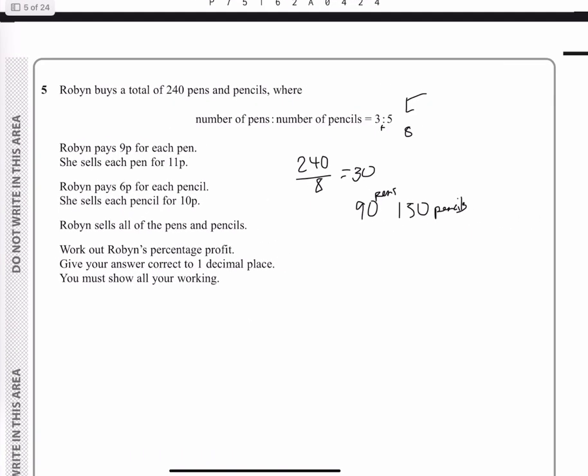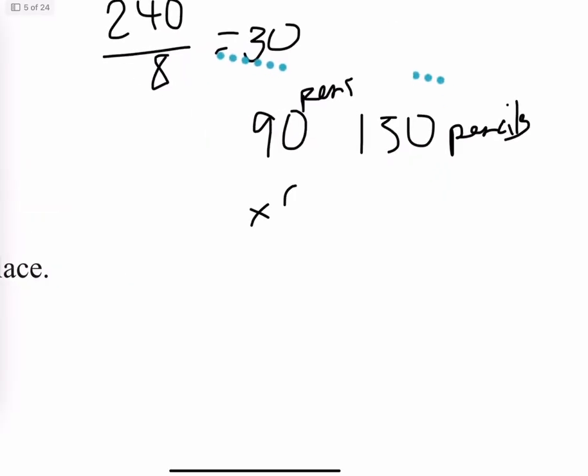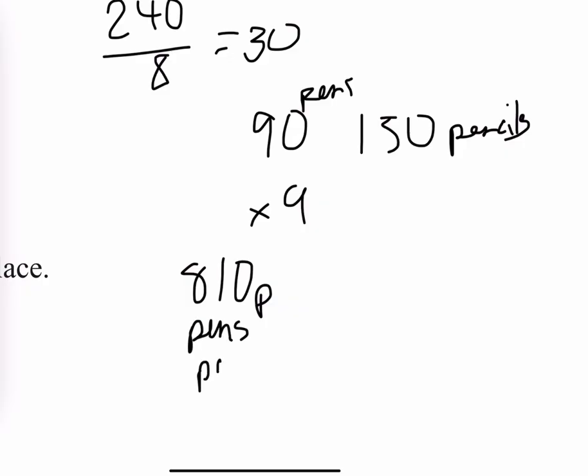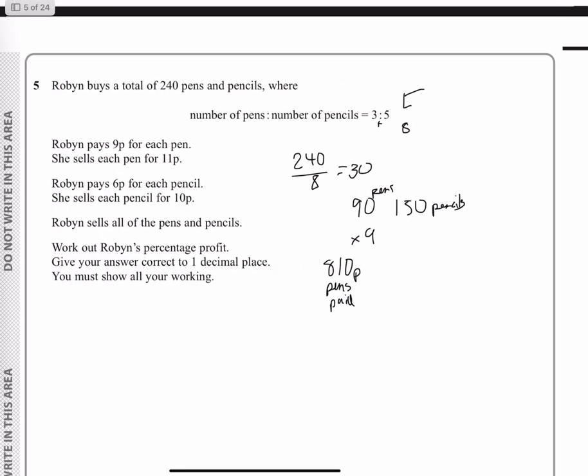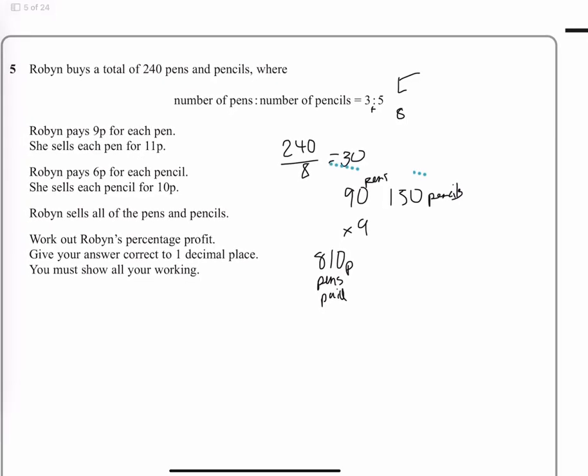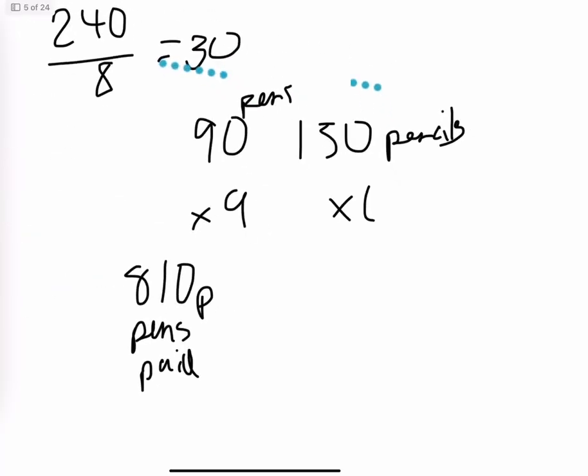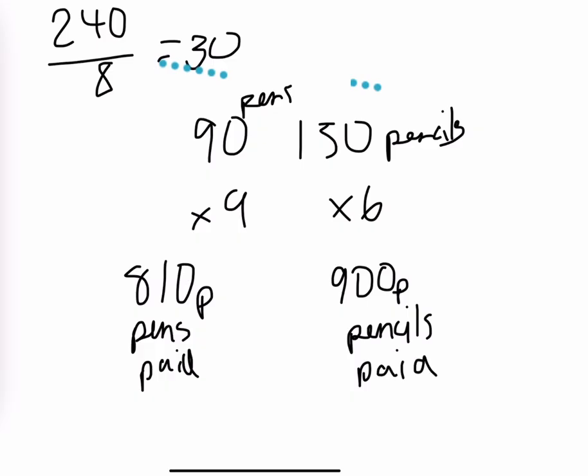So that's how we're going to start this. She's paid 9p for each pen, which means she's paid 810p for pens. No, there's an easier way to do that. No, there's not actually, my apologies. And then for each pencil she pays 6p, so we times this by 6 to get 900 pence in pencils paid. Make sure you don't mess up which number's which.